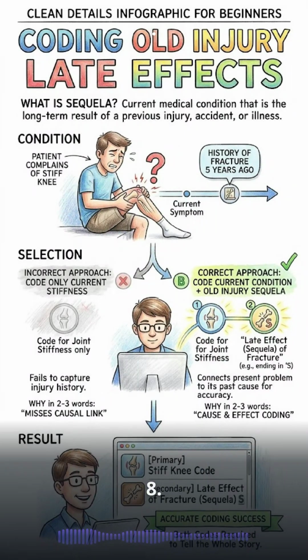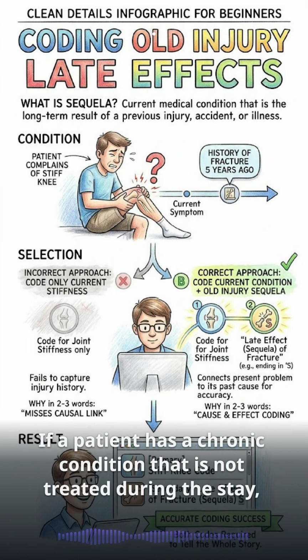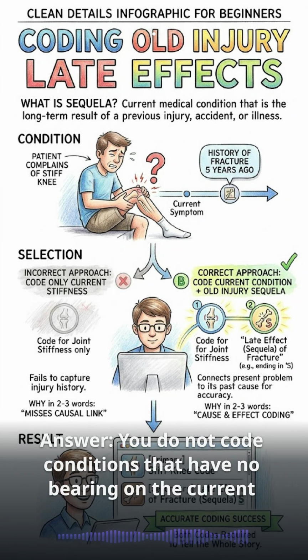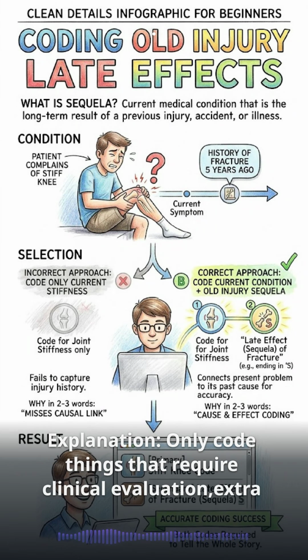8. If a patient has a chronic condition that is not treated during the stay, do you code it? You do not code conditions that have no bearing on the current hospital stay or medical management. Only code things that require clinical evaluation, extra treatment, more testing, or extend the overall length of stay.